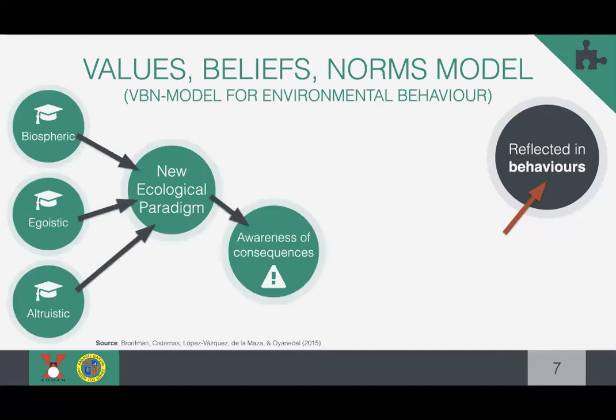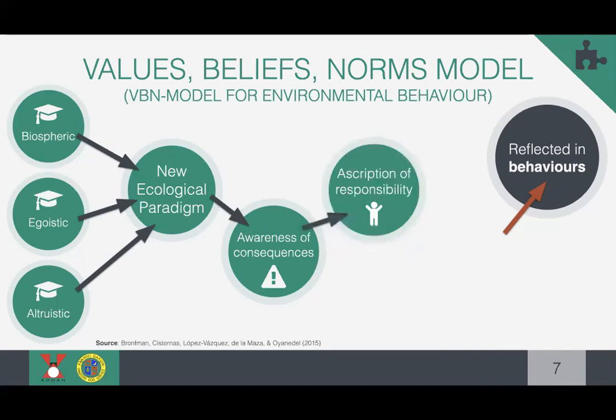The VBN model essentially sets up this idea that we've got all of this knowledge, the biospheric, egoistic, altruistic, this new ecological paradigm, which is really the basic content knowledge that we're teaching people. What we're doing with the values, beliefs, norms model is challenging students so that they start understanding the consequences of these things. If they buy a new iPhone, for example, what are the consequences of that? What kind of carbon does that produce? Should I be buying one every single year, for example?